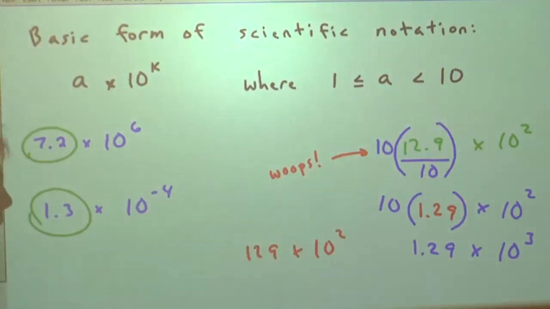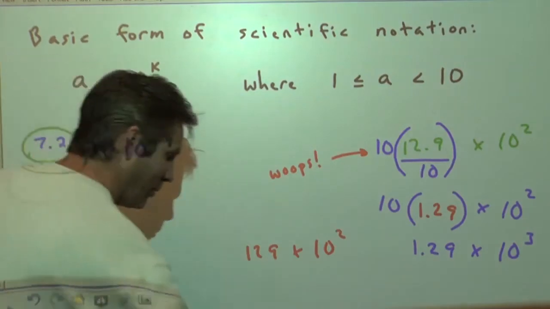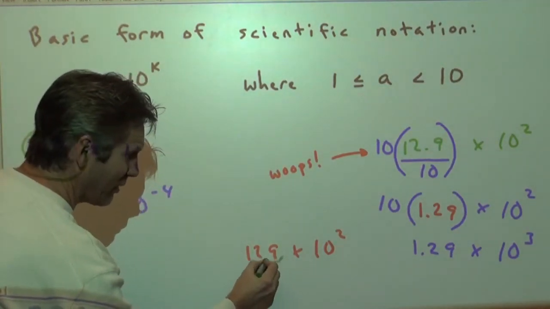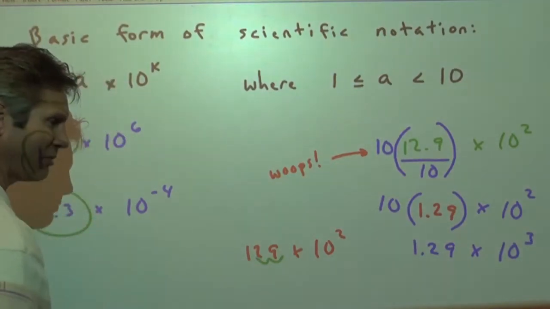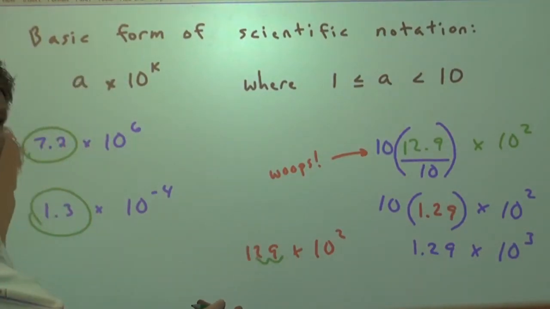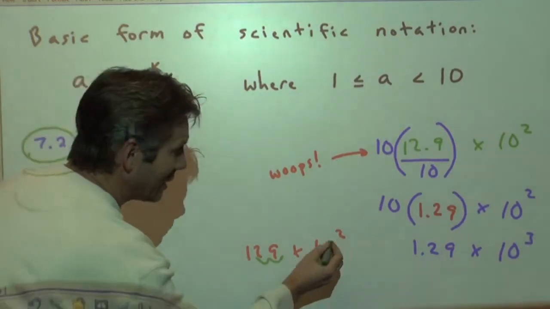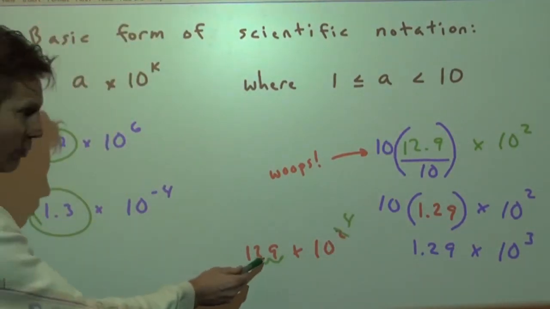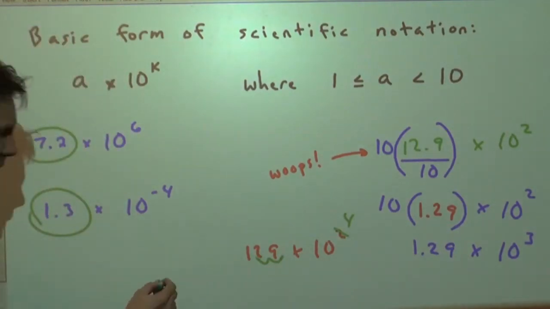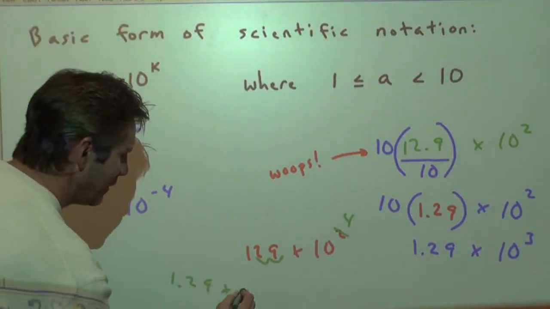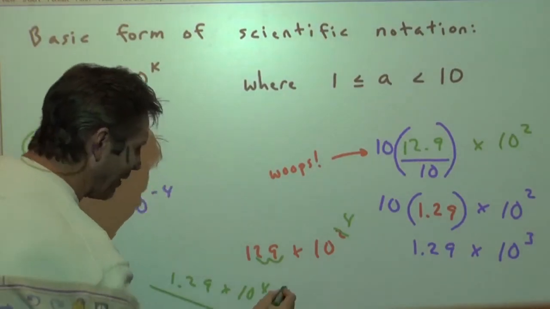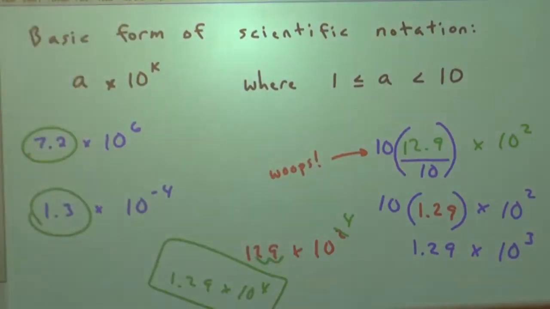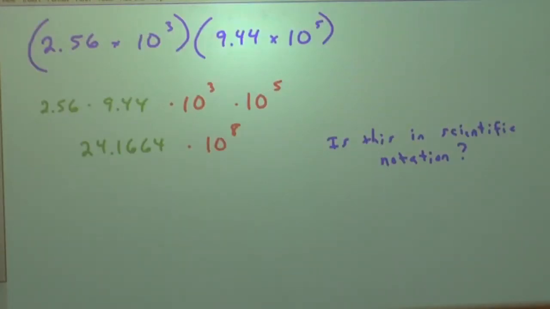So then, well, by golly, what happens with this? What if you had 129 times 10 to the second? No problem. What we do is we take this decimal, and if we move this decimal over 2 places, don't we have to compensate for division by 100, which is what we did there, by increasing this power by 2 and making it 10 to the 4th? So 129 times 10 to the 2nd is equivalent to 1.29 times 10 to the 4th, and now we have it in scientific notation because that number is between 1 and 10.